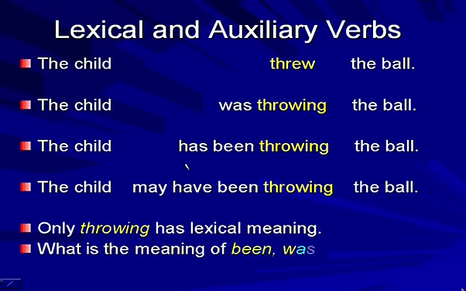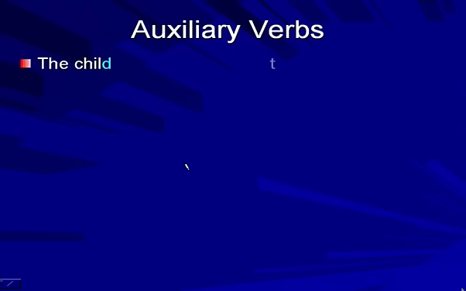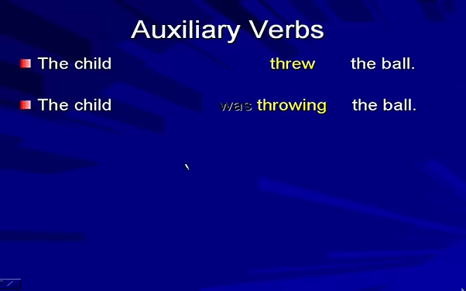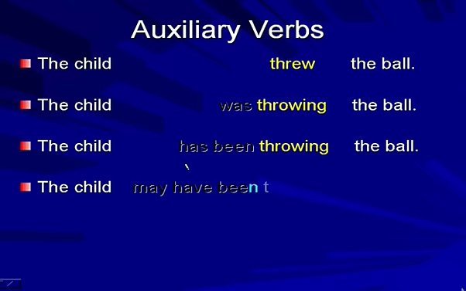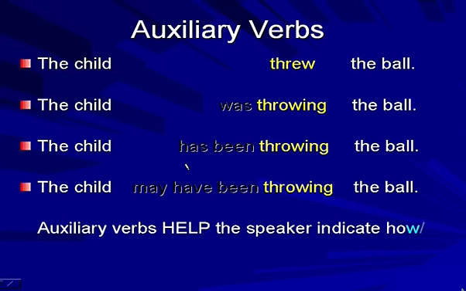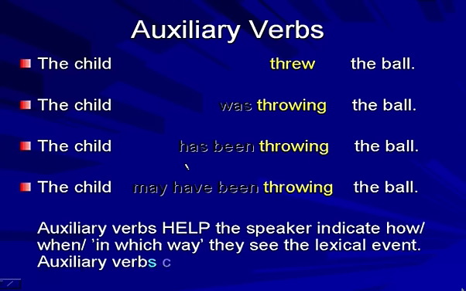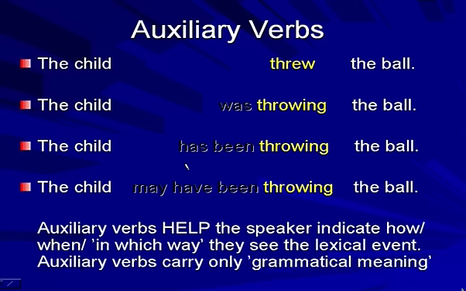So, what is the meaning of, say, for example, been and was? Well, they have no meaning in themselves. They only have what is known as grammatical meaning. So if we look at this again, we have different kinds of help verbs. And auxiliary verbs help the speaker to indicate how or when or in which way they see the lexical event.